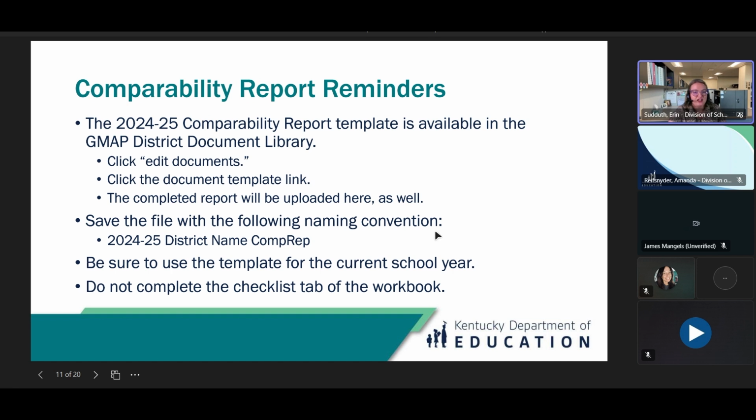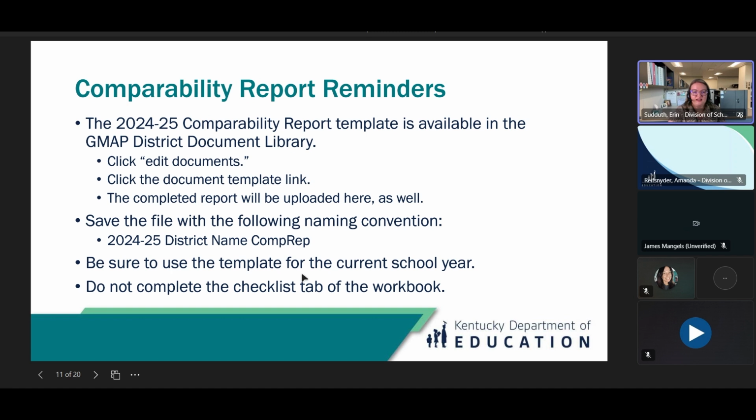We do ask that you try to use our standard naming convention for the report, and that is the school year, then the district's name, and the abbreviation CompRep. So for example, 2024-25, Jefferson County CompRep. This just makes it easier for your consultants to keep track of, because all of our consultants work with more than one district. Some are working with more than 20 districts, so it can get a little bit confusing if they've all got different naming conventions.